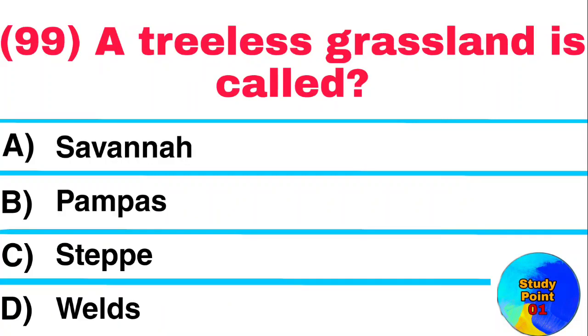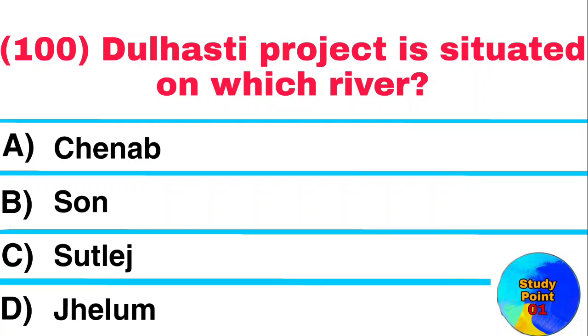Question. A treeless grassland is called A. Savanna, B. Pampas, C. Steppe, D. Wells. Answer. Steppe. Question. A treeless grassland is called A. Savanna, B. Pampas, C. Steppe, D. Wells.